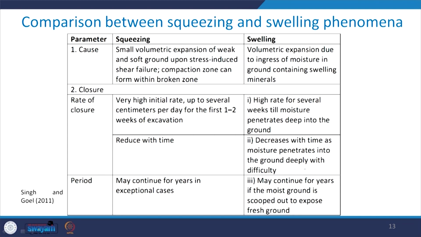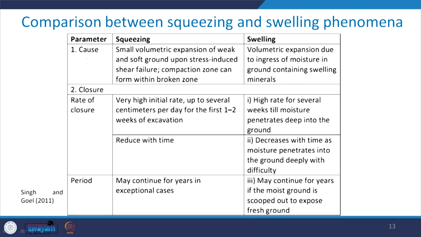We have been learning about the squeezing and the swelling ground condition. Let us try to have a look at the comparison between these phenomena, that is squeezing and swelling phenomena. So, the first column here gives you the idea about the parameter for which we are going to compare these two phenomena, that is squeezing and swelling. And the second column corresponds to the squeezing condition, and the last column is for swelling condition.